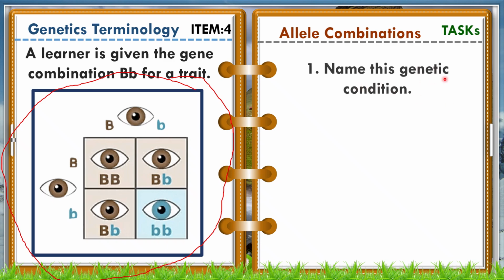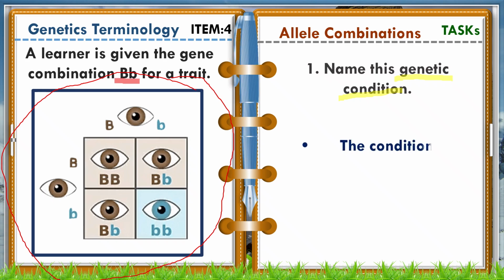Name this genetic condition. They want us to name this genetic condition. Which genetic condition are they talking about? A genetic condition where the gene combination is capital B, small b. This condition is heterozygous.